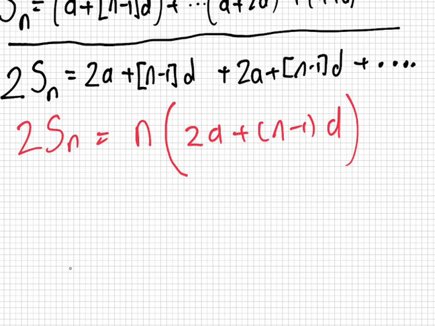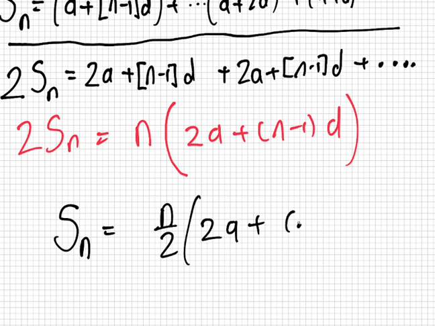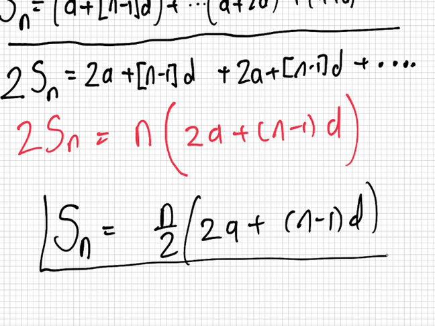Now what was I looking for? I was looking for Sn, the sum. And I nearly have it. I just need to finish by dividing by 2. And this gives my formula. Sn equals n over 2, 2a plus n minus 1d. That's the formula for Sn.